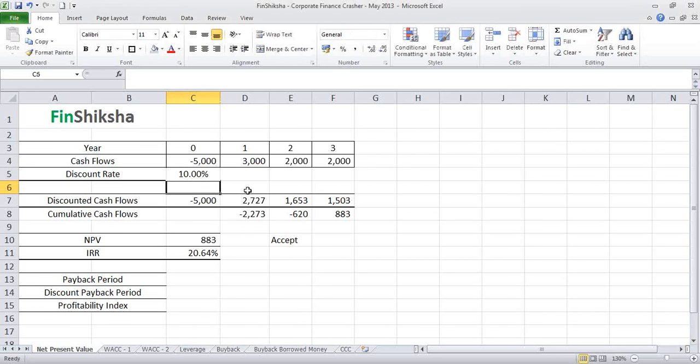So we put in 10%. Now, as a manager, your task is to figure out how quickly will you get your money back. So one way to look at it is, I spent 5,000. When do I get my 5,000 back in terms of absolute cash flows? So I get 3,000 here. I get 2,000 here. So at the end of the second year, I would have recovered my money.